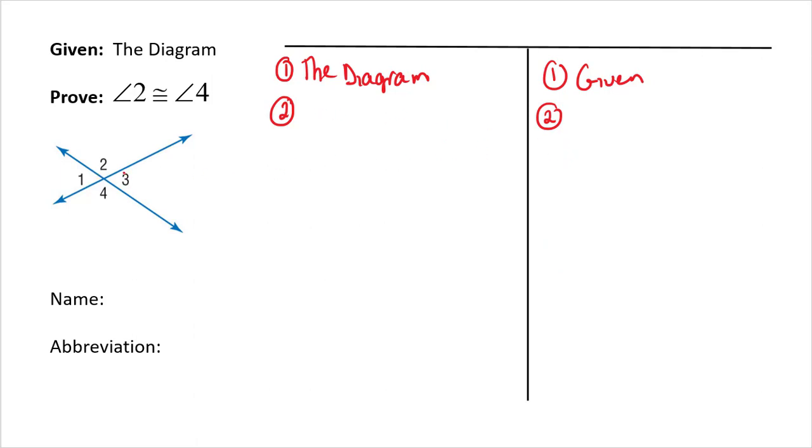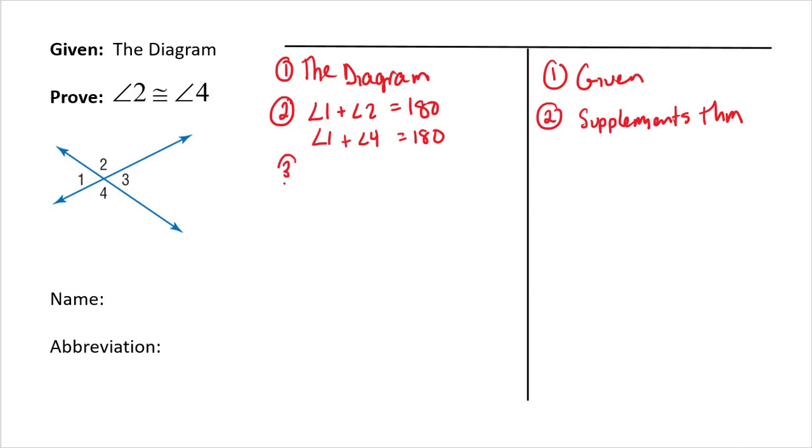Okay, 1 and 2. What do we know about 1 and 2? Angle 1 plus angle 2 are equal 180 degrees. Angle 1 and 4. Okay, and that's our supplements theorem. Okay, angle 1 and angle 2 are supplementary.